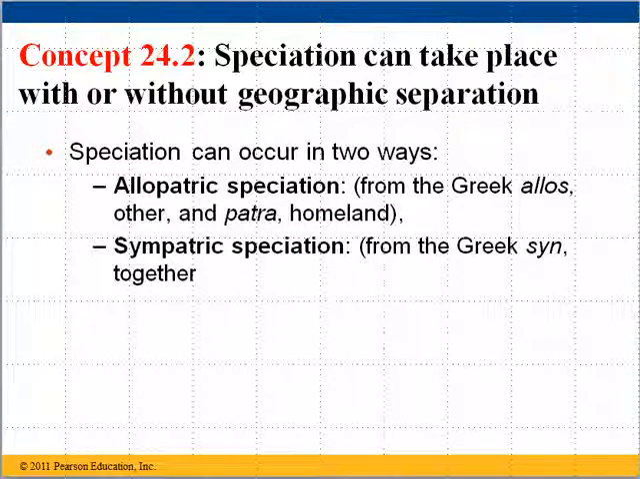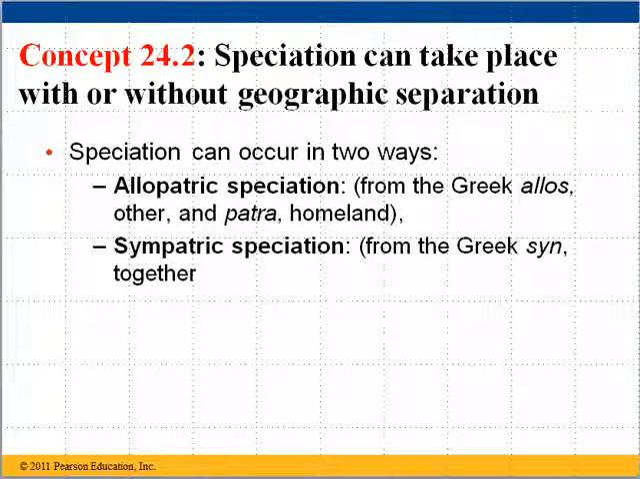Earlier we mentioned that speciation usually requires some form of a reproductive barrier, something that separates the two groups to where they begin to diverge from one another. Oftentimes this is a geographic separation, but it doesn't have to be. So we're going to look at those concepts. Concept 24.2 says speciation can take place with or without geographic separation. And there are specific words for these ideas, so we're going to look at those.